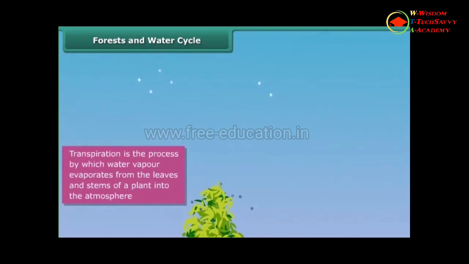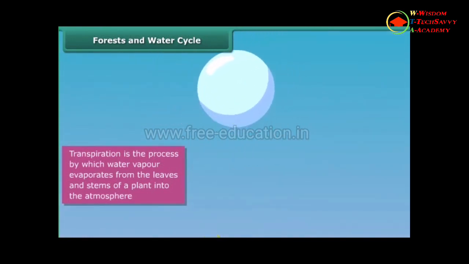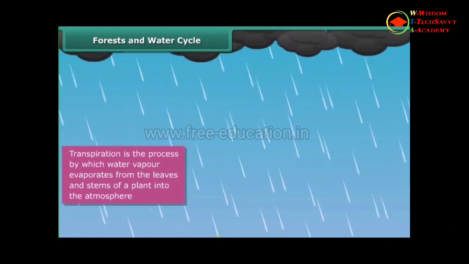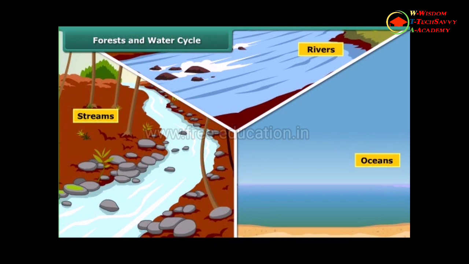It then rises up in the air. When it comes in contact with a cooler surface, it condenses and forms clouds. When the water droplets in the clouds become heavy, they fall down as rain. The rainwater flows into streams, rivers, and oceans, thereby completing the water cycle.